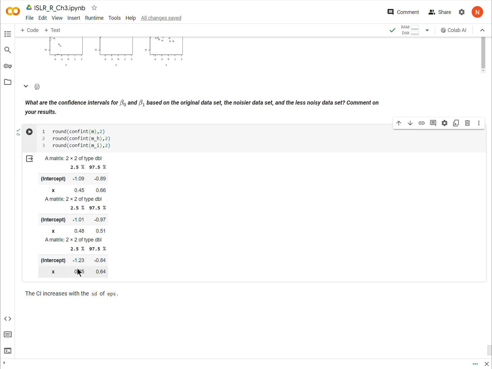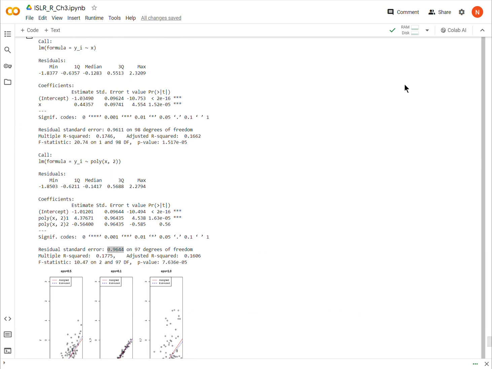And then we had the model where the epsilon term had the biggest standard deviation, and lo and behold, we have the confidence interval is the greatest, okay? Greater than either of the other two. Okay, so I think that takes us through this marathon of a question, and I will call it good there.